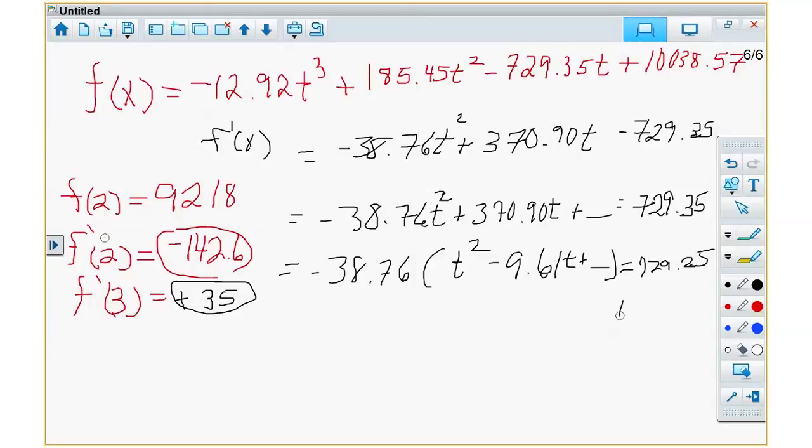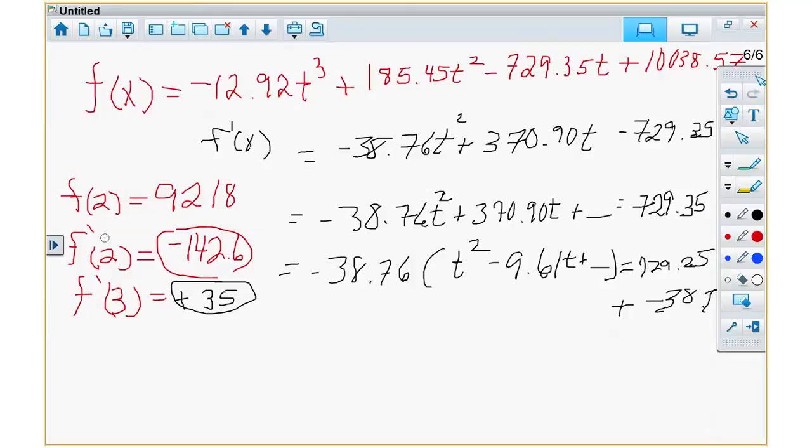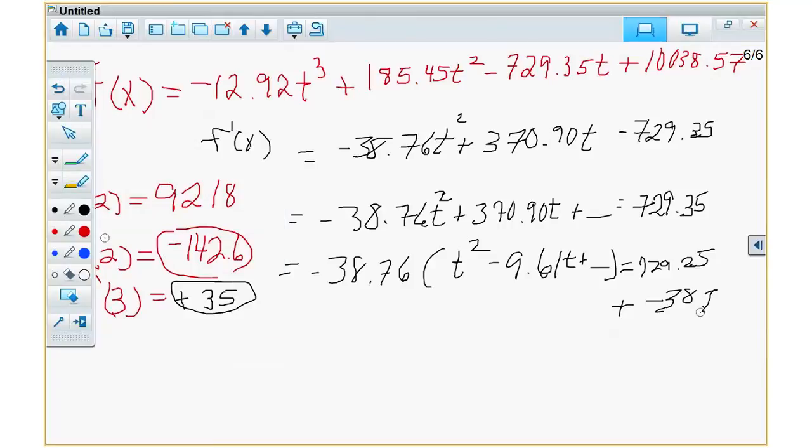Plus, it's 3.5. Hold on, it's a 3-5. I just had a brain bubble. Negative 38.76 times blank. I'm sorry, this is screwed up. Half of 9.61 is 4.805. Square that please.